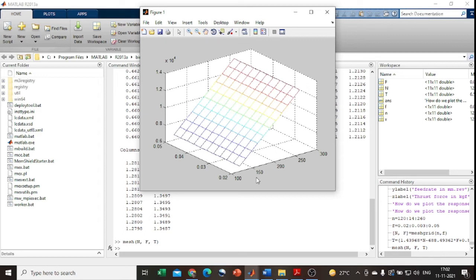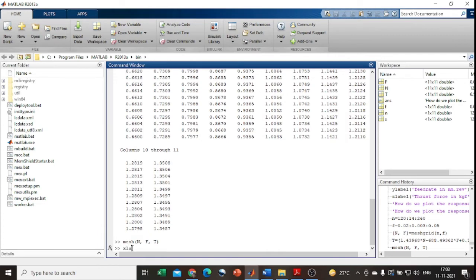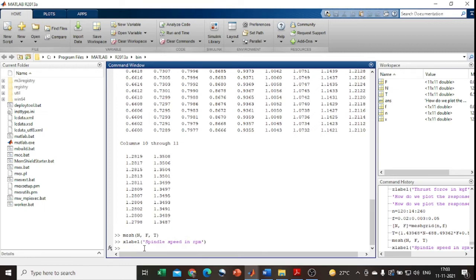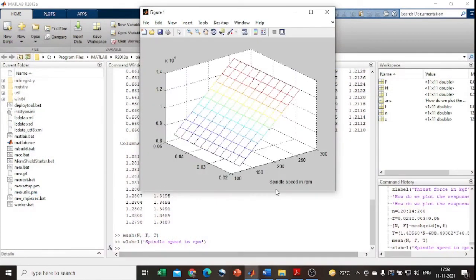But the problem is, in the x-axis there is no label available, and the y-axis also has no label, and the z-axis also has no label. How can I give the labels for the respective axes? Yes, you see the xlabel, open bracket, quote, spindle speed is available on the x-axis, so spindle speed, and the unit also, you can represent spindle speed in rpm. Close the quote, enter. Now you can visit the graph. Yes, the x-axis has the label spindle speed in rpm.